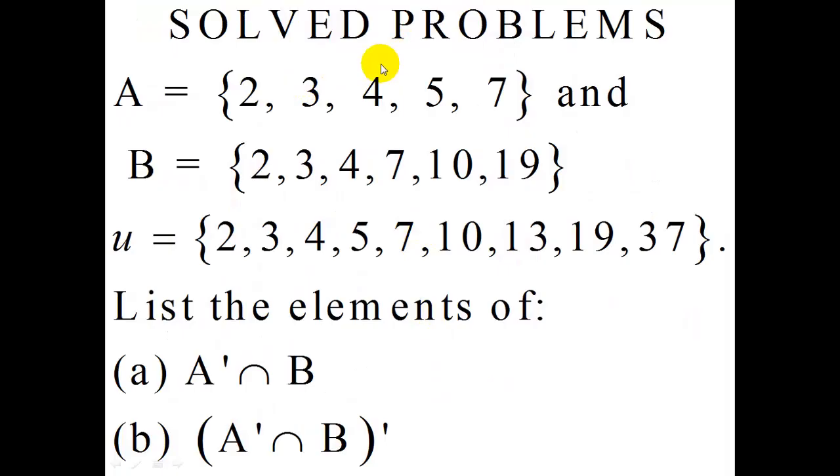Now let's look at some solved problems. Given the set A equals 2, 3, 4, 5, and 7, and the elements of the set B are 2, 3, 4, 7, 10, and 19. We are given the universal set, and these are the elements: 2, 3, 4, 5, 7, 10, 13, 19, and 37. Now we have to list the elements of A complement intersection B.